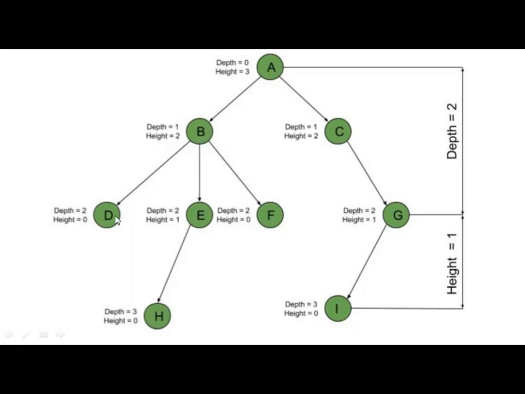Now if you consider D, depth is 2, height will be 0. Leaf node height is 0 here. Depth means from the root node to come to this node, how many edges are there? 2 edges are there, so that's why its depth is 2. Simply, you can start writing depth from the root onwards: 0, next level depth 1, next level depth 2, and the next level depth 3.